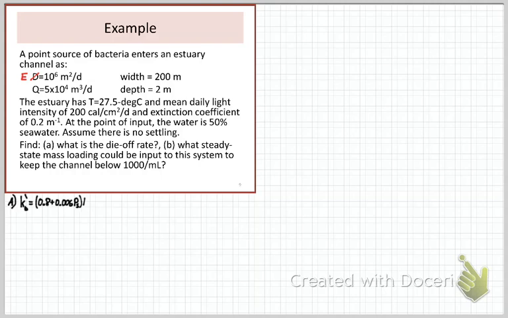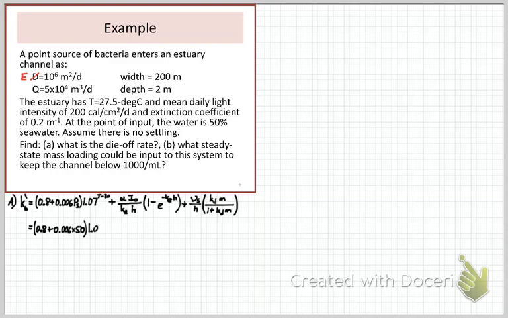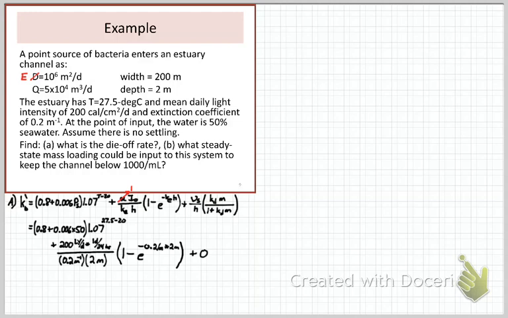So first problem, as we went through in lecture as well as the textbook, we can consider mortality, death due to light exposure, and settling as the three removal mechanisms. And if we go ahead and plug in values here, we've got 50% seawater, 27.5 degrees Celsius in the first term. In the second term, we're assuming that the value of alpha is 1.